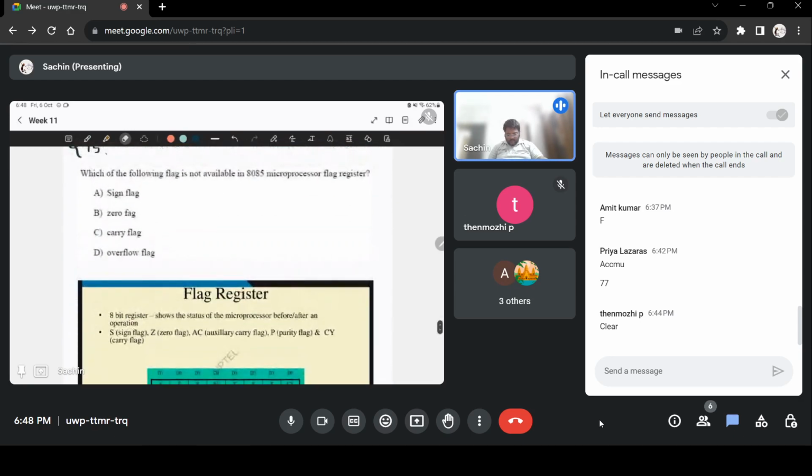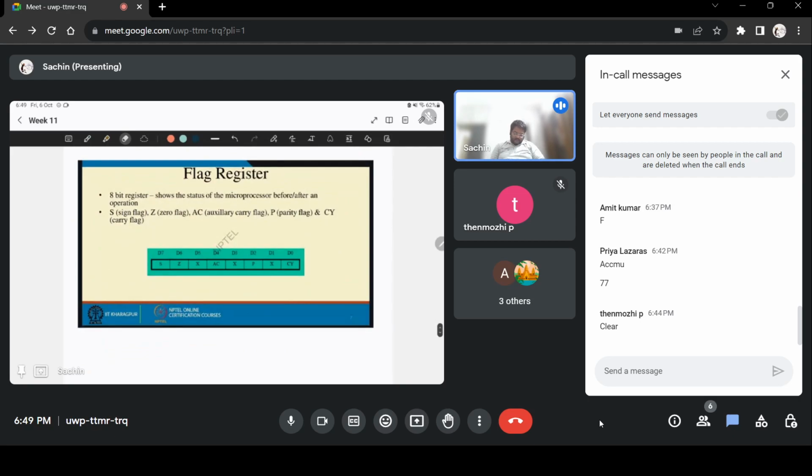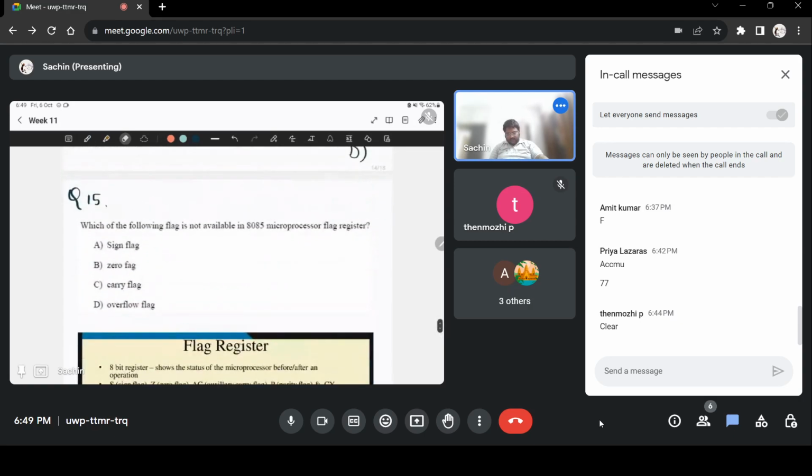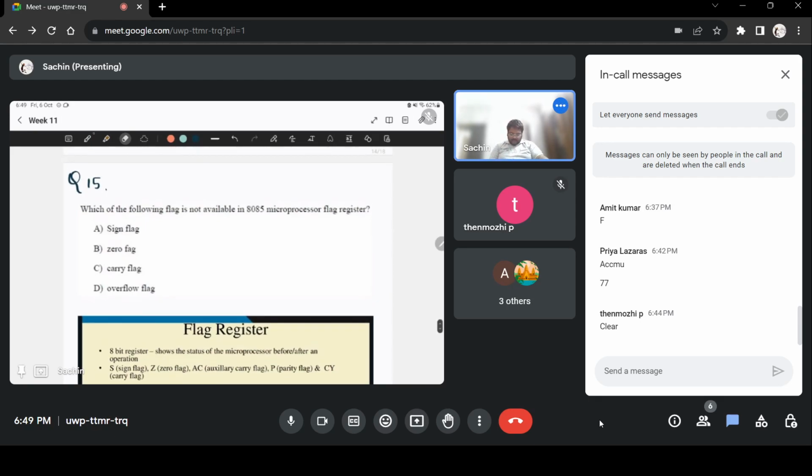Question 15, which of the following flags is not available in an 8085 microprocessor flag register? From the lecture you've seen that there's a sign flag, there's a zero flag, auxiliary carry flag, parity flag and carry flag. So there's no such thing as an overflow flag. So the question is which of the following is not available in 8085, so it's option D.